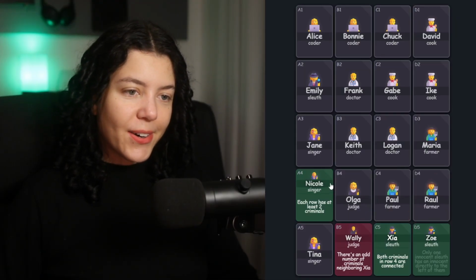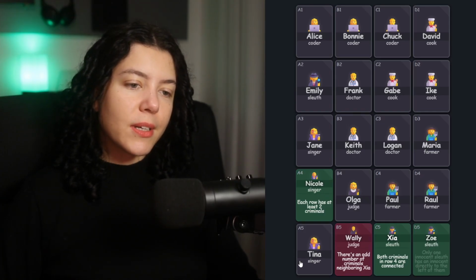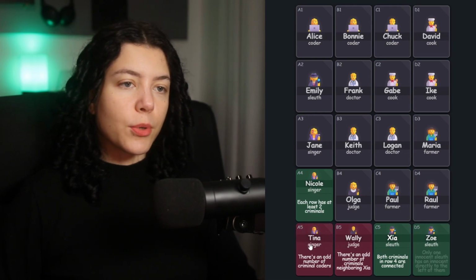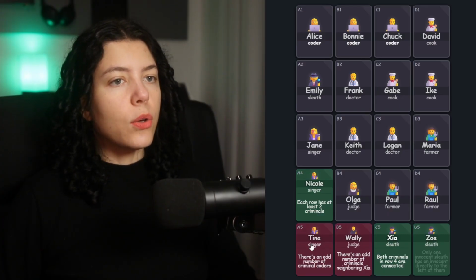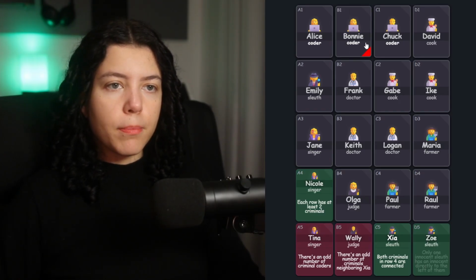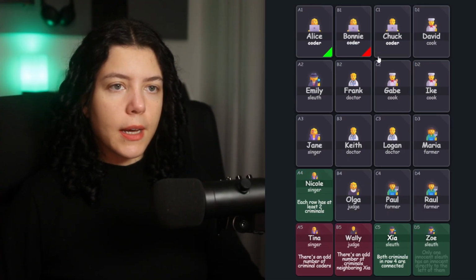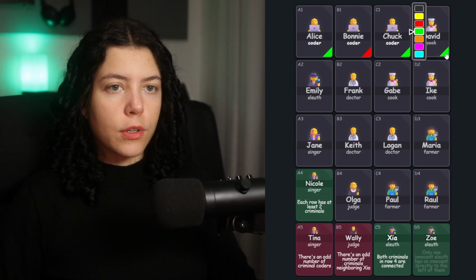Oh, terrible. Nicole says that each row has at least 2 criminals. So we need row 5 to have a second one, and there's only Tina left. So she is a criminal, and she says there's an odd number of criminal coders. So there's three coders. It could be one criminal one or three of them. If it were one, let's say that Bonnie is a single criminal here. That would make Alice and Chuck both innocents. And we know that each row has to have at least two criminals. So David would have to be a criminal here.